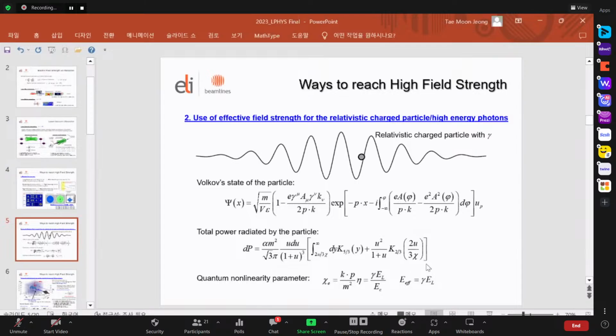So you can see here a very important parameter chi, which is known as the quantum nonlinearity parameter, which is given in this expression. And as you can see here, if you have a relativistic electron, then the electric field strength experienced by the relativistic electron is enhanced by the Lorentz gamma factor of the electron. So this is one way also to effectively enhance the field strength with the relativistic particle.